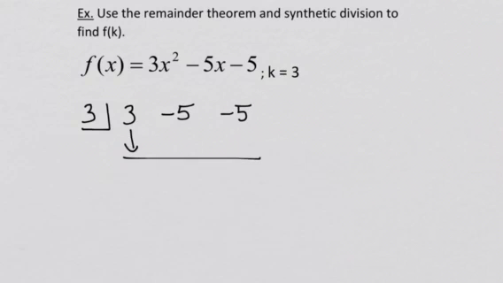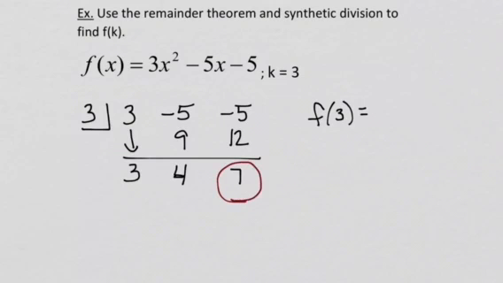We'll bring down the first number, 3, multiply to get 9, subtract to get 4, multiply to get 12, so we're multiplying with the number that's in the box, so the 4 times the 3 gives us the 12. Then we subtract to get 7. Since they tell us to use the remainder theorem in synthetic division to find f of k, we're looking for f of our k, which is 3, and the remainder theorem tells us that the remainder is what f of 3 would be equal to. So f of 3 is equal to the number 7.